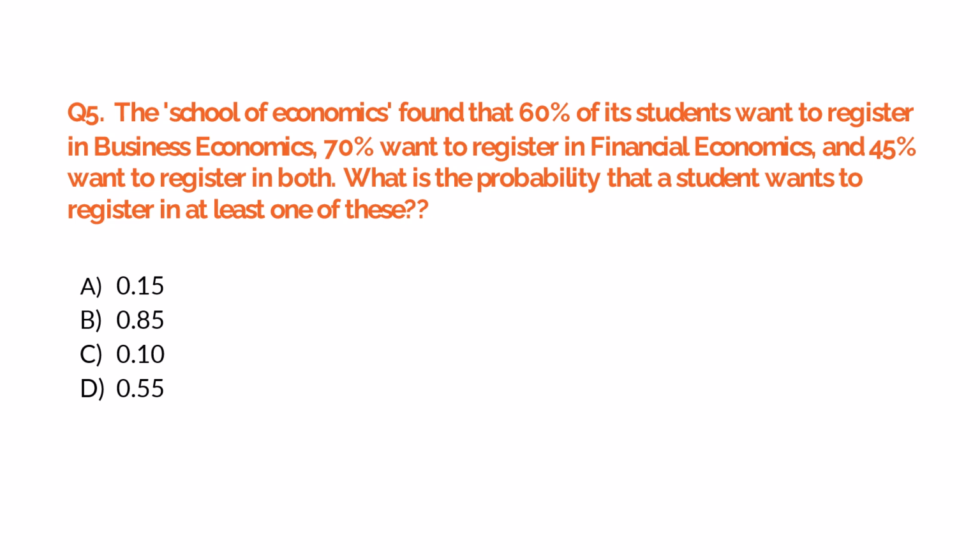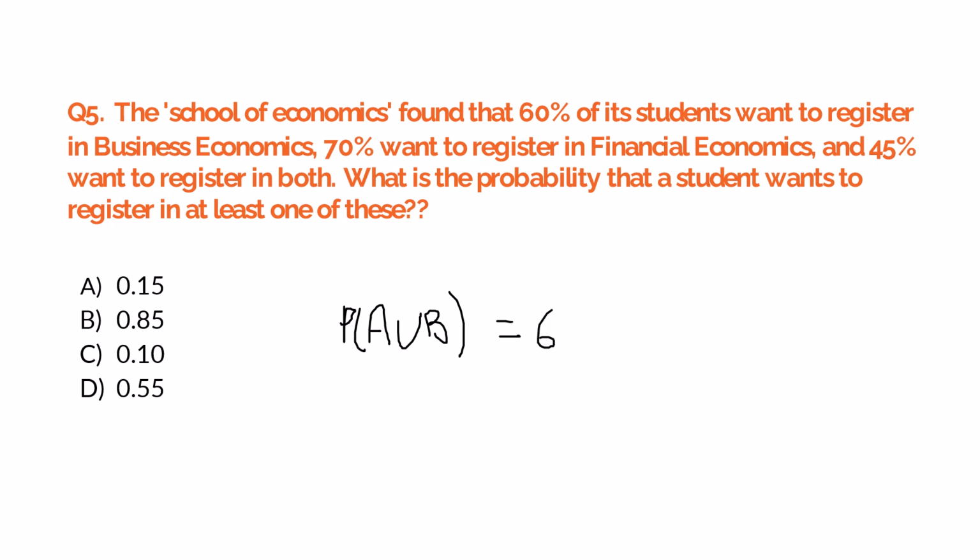The School of Economics found that 60% of its students want to register in business economics, 70% in financial, and 45% in both. So here we have to find the probability of a student that wants to register in at least one of these. So when they are asking in at least one of these, we have to calculate the union. So for union, we know the formula: probability of A union B equals probability of A plus probability of B minus probability of A intersection B.